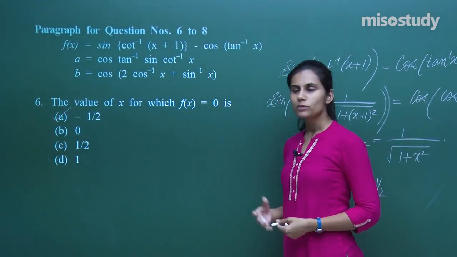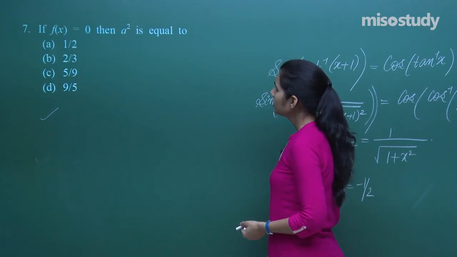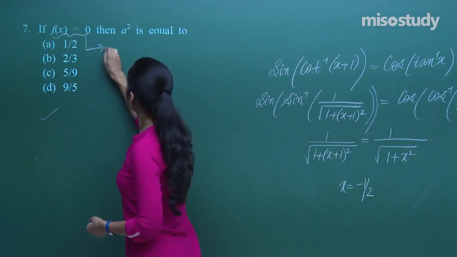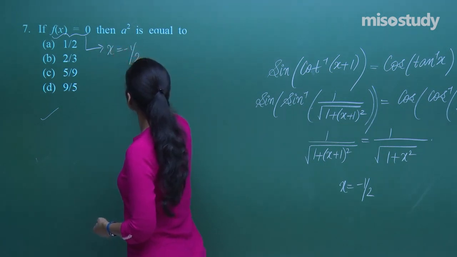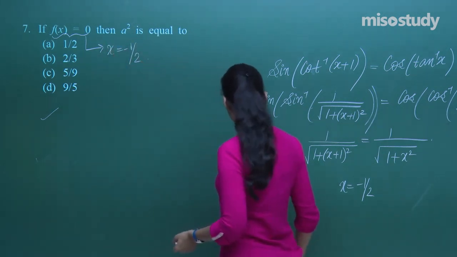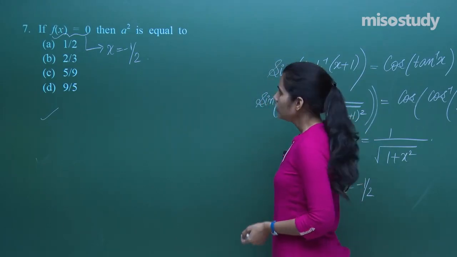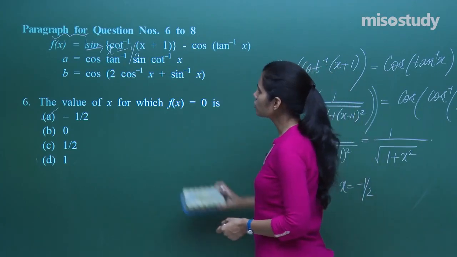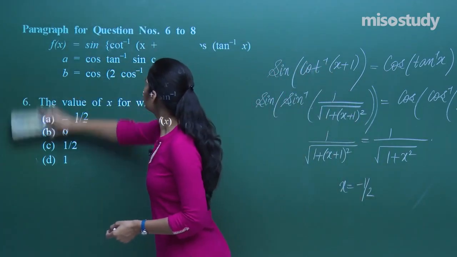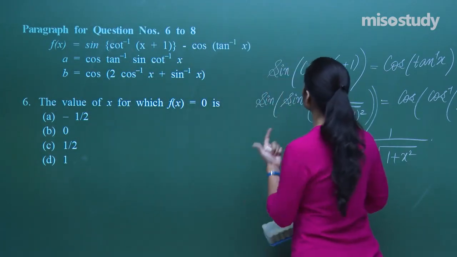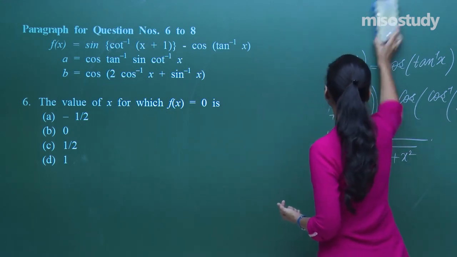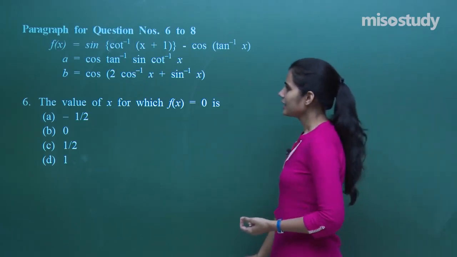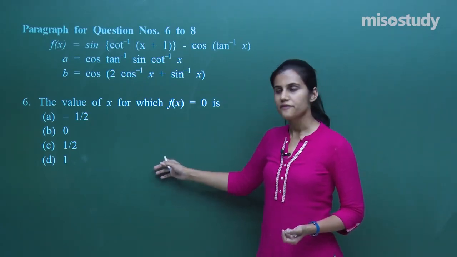f(x) is 0 for x equals minus 1 by 2. If x is minus 1 by 2, then a square is equal to what? Okay, what is a? Let's see. A is basically cos of tan inverse of sine of cot inverse x. So one guarantee is there that x is equal to minus 1 by 2, because the 7th question said that f(x) is 0.